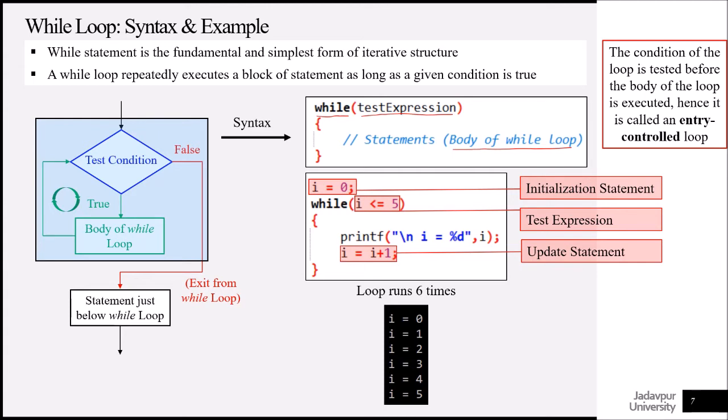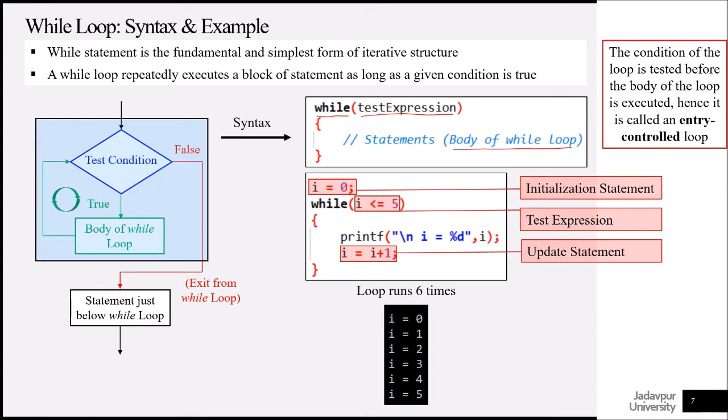Suppose the update statement has been deleted from here. Somehow somebody has forgotten to give the update statement. So what will happen is that I will continuously remain as 0. There is no change in the value of I, and whenever it goes back to the test expression, it evaluates to true. So this will set up a very critical error which is known as an infinite loop.